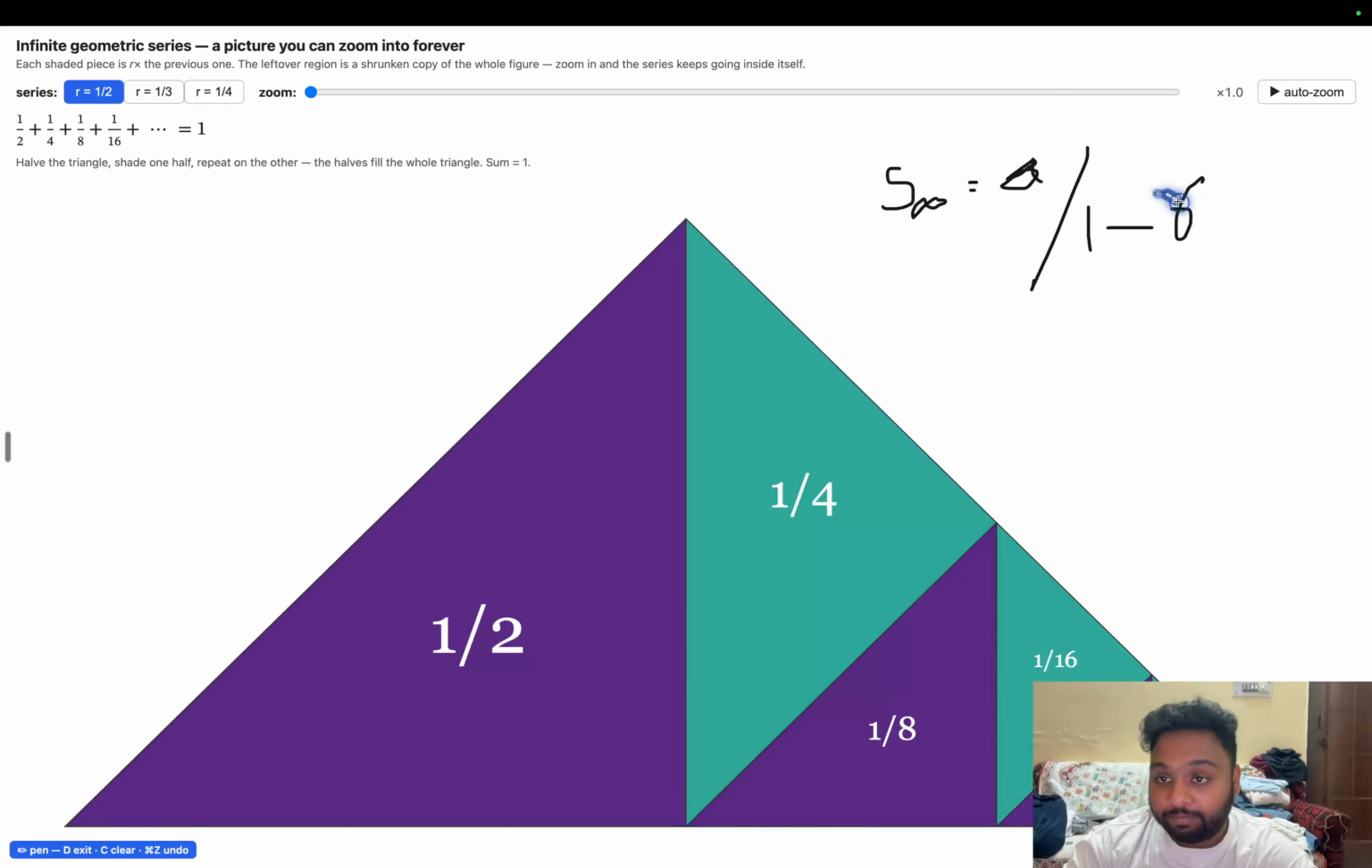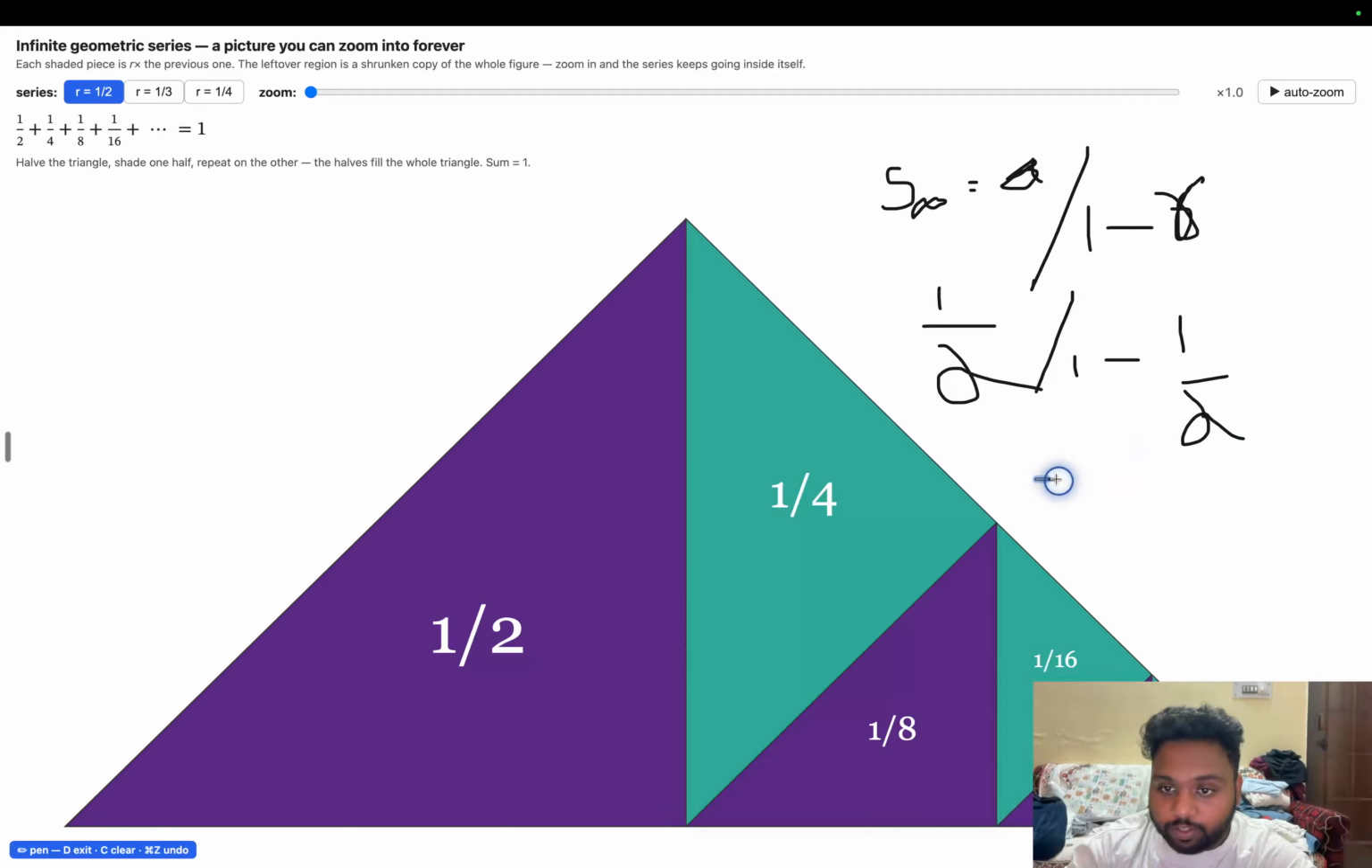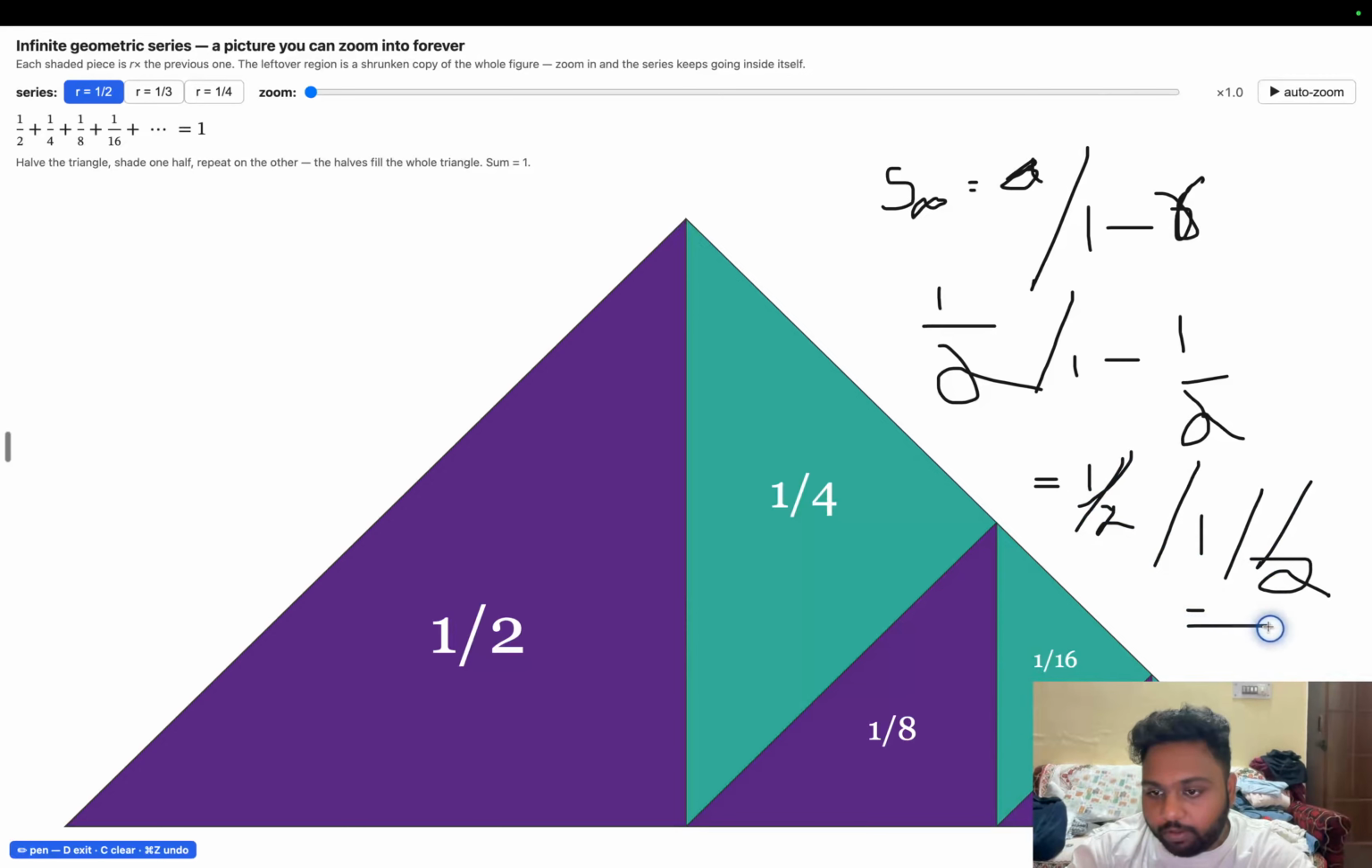So this might be difficult, but just bear with me for some moments. This is what my formula is, and if I substitute the values here, my a value is 1 by 2 and my r is 1 by 2, so it is 1 by 2 divided by 1 minus 1 by 2, right, which comes out to be 1 by 2 divided by 1 by 2. Both of them will cancel out and my result will be 1. So my formula tells me the result will be 1. And then here we can imagine how we got to the 1.